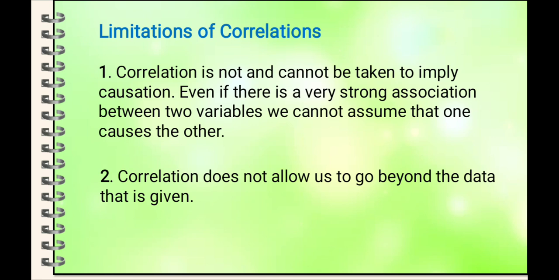Next, correlation does not allow us to go beyond the data that is given. For example, suppose it was found that there was an association between time spent on homework, 1.5 hours to 3 hours, and number of General Certificate of Secondary Education or GCSE passes, 1 to 6. It would not be legitimate to infer from this that spending 6 hours on homework would be likely to generate 6 General Certificate of Secondary Education passes.